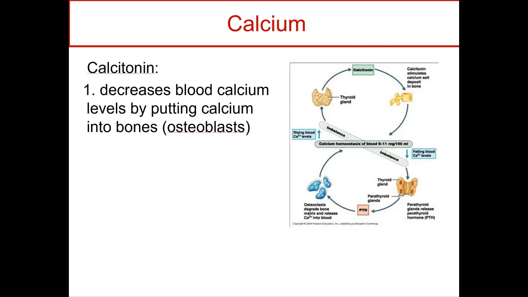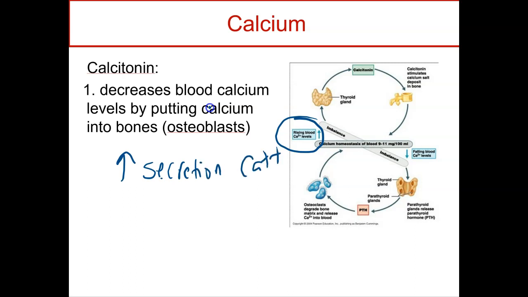Calcitonin is the antagonistic hormone released by the thyroid gland. So calcitonin's trigger for release is anytime your calcium levels go up. So you're eating well, you're taking in lots of calcium. Calcitonin's released. It mainly stimulates the osteoblasts and deposits calcium into your bones. It can also increase the secretion of calcium by the kidneys, by the nephrons, so that you could eliminate more calcium in your urine.